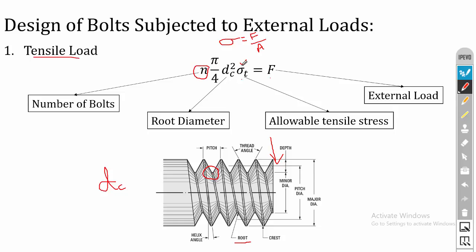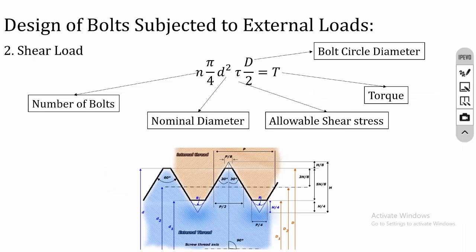In the case of a single bolt, we can neglect the number of bolts. In some of the structures, the load is evenly carried by 3 to 4 bolts. In that case, you have to consider the number of bolts. So in the equation, F is the externally applied load, sigma T is the allowable tensile stress of the bolt material, N is the number of bolts, and dc is the root diameter that we have to calculate. So this is the first type of load.